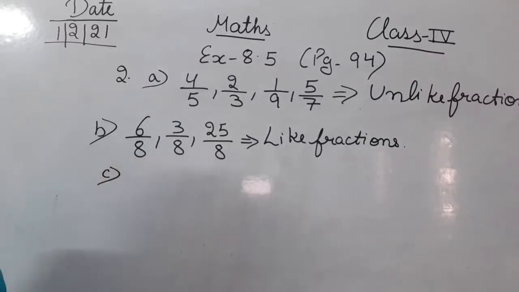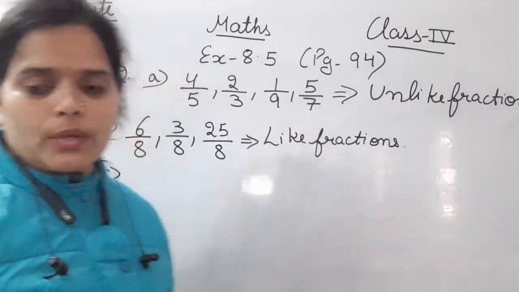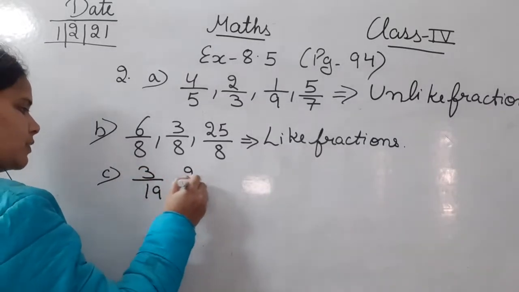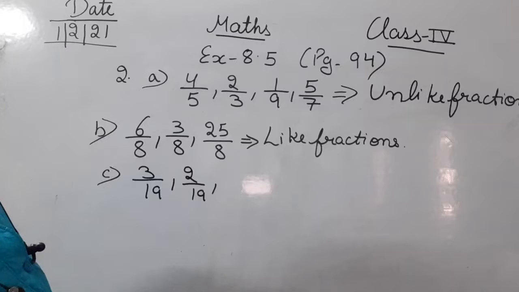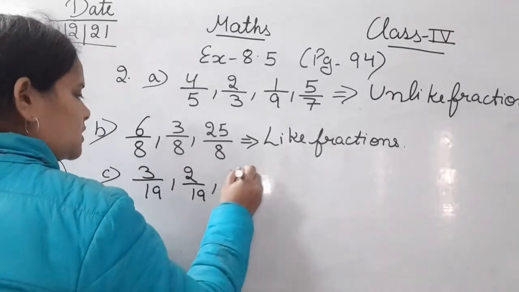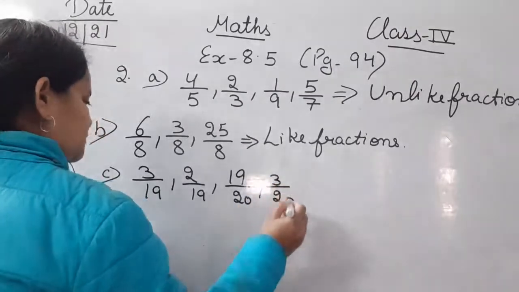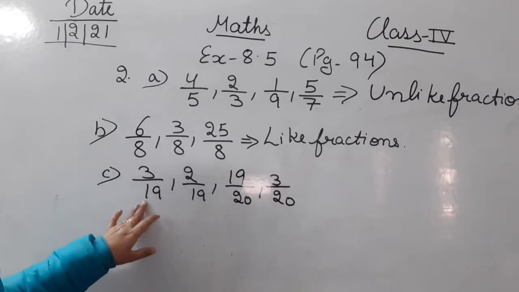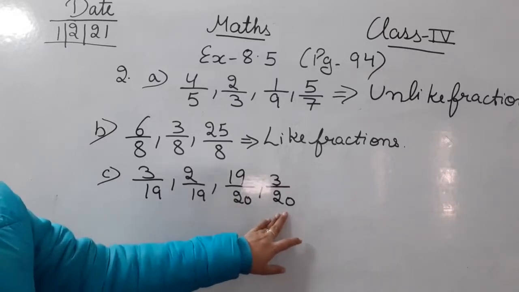C. The C is 3 upon 19, 2 upon 19, next 19 upon 20, 3 upon 20. Okay, let's observe their denominators. The denominator of the first fraction is 19, the second is 19 again, the third is 20 and the fourth is 20.